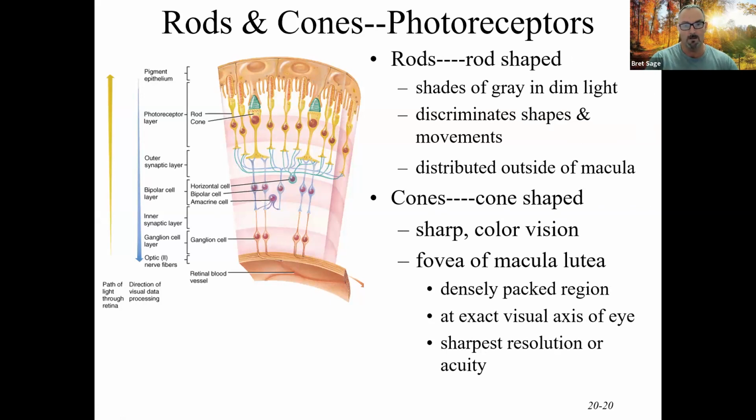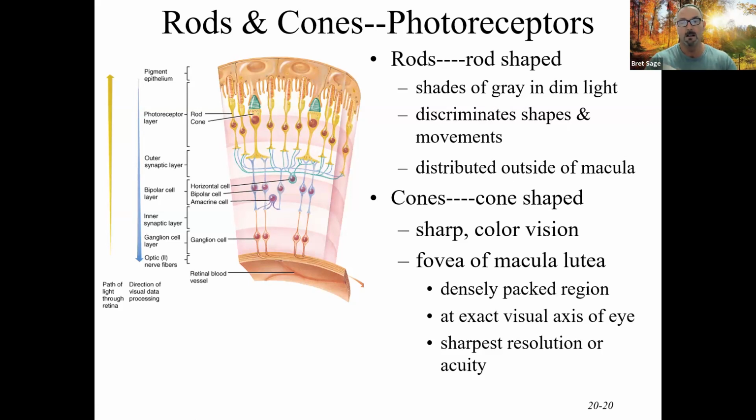We have more of the cones than animals like dogs, cats, and other nocturnal animals. Nocturnal animals have mostly rods. We have mostly cones, especially in the area where we're looking at something of interest. So the rods sense shades of gray. They discriminate shapes and movements. A lot of our peripheral vision is full of that, and often distributed outside the macula. So almost all of our peripheral vision, believe it or not, is shades of gray. But we don't notice it because it's peripheral vision.